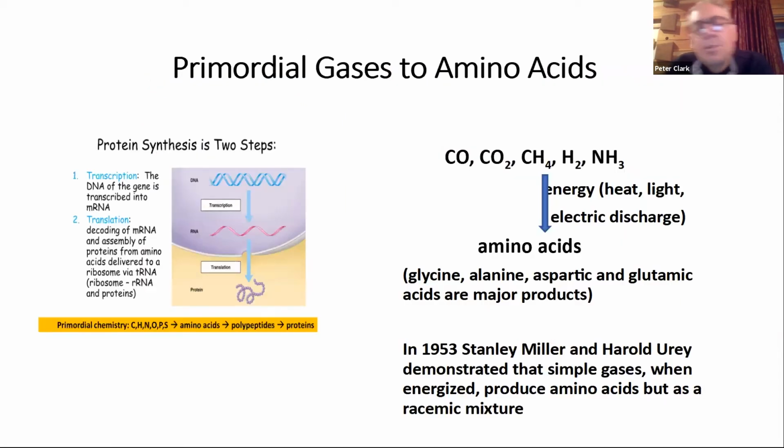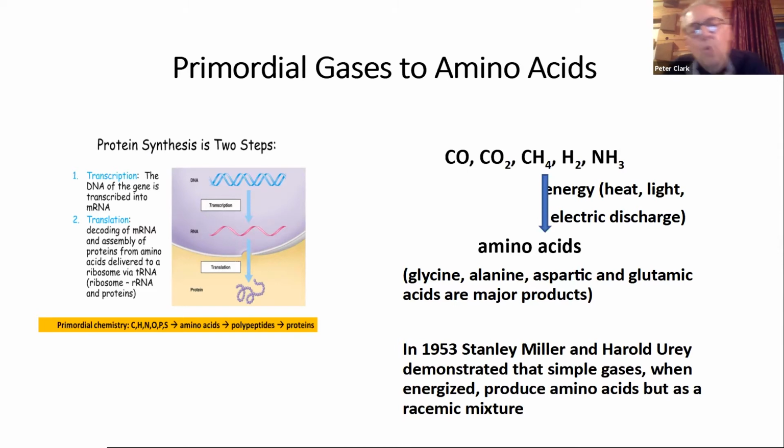Okay, so back in the early 1950s, in fact, the same year that the structure of DNA was deduced, Stanley Miller did some experiments. Stanley Miller was a graduate student, and he demonstrated that if you take a mixture of gases that I've given here, carbon monoxide, CO2, methane, hydrogen, ammonia, and some source of energy, it could be electric discharge, heat, or light, then you make amino acids.